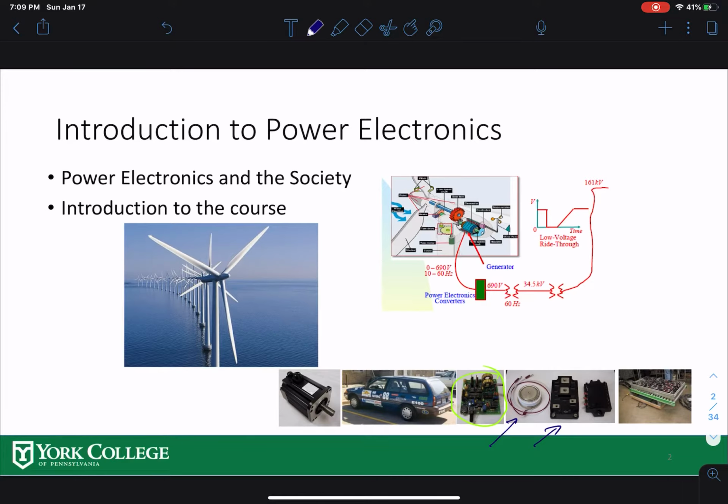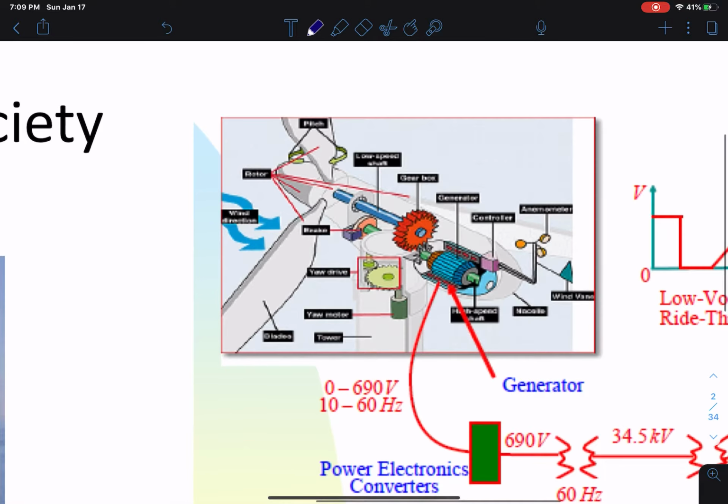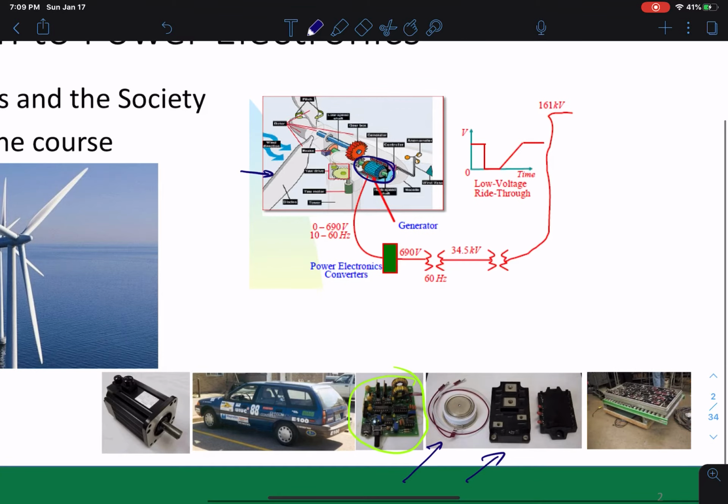One of the very common uses nowadays is the wind turbine. If you look inside the wind turbine, you will see this picture over here. You have a blade, your wind coming in, right? Then you have your mechanical adjustment, then you have a gear system and your generator right here. The generator will produce electricity, and that electricity coming out of the generator depends on the wind speed. So the generator will produce electricity that is variable frequency and variable voltage. Your voltage could vary from 0 to 690 volts for this particular application, and your frequency can go anywhere from 10 to 60 hertz.